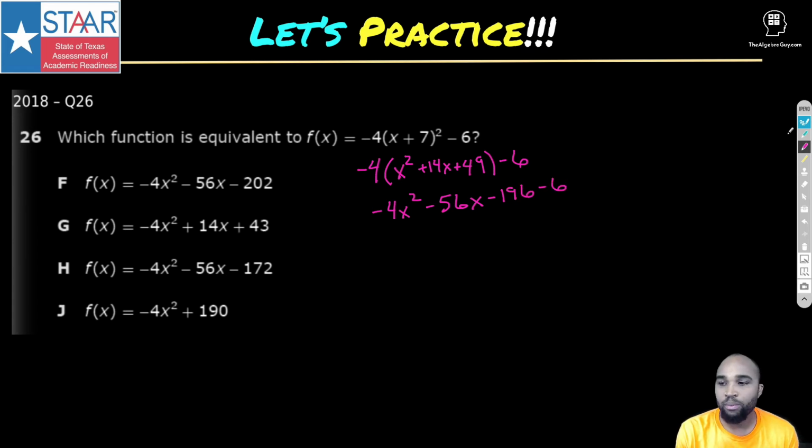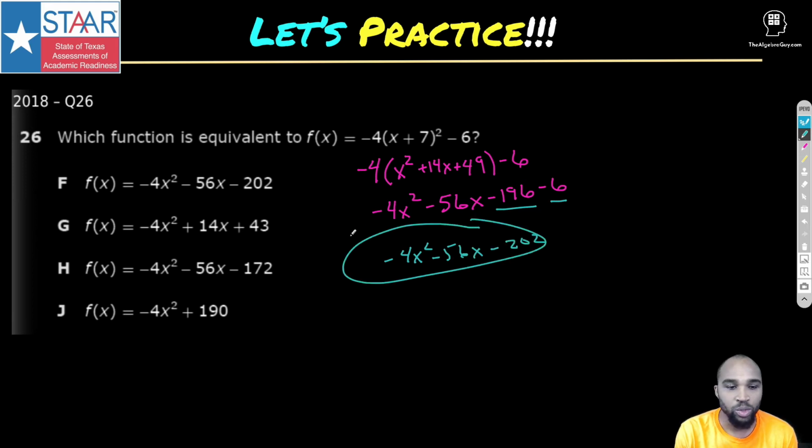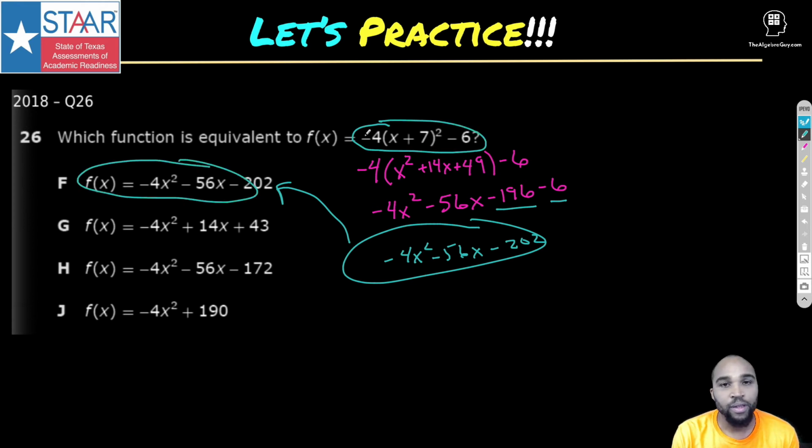So when I combine my like terms, I get -4x squared minus 56x, and this is minus 202, and we're done. Which one looks like this one right there? Pretty easy, right? Again, you can double check your answers by simply putting this in the calculator, putting that in the calculator, and seeing if they come out the same. Now, if you're just completely lost, again, you can put each one in the calculator until you find an equivalent graph.